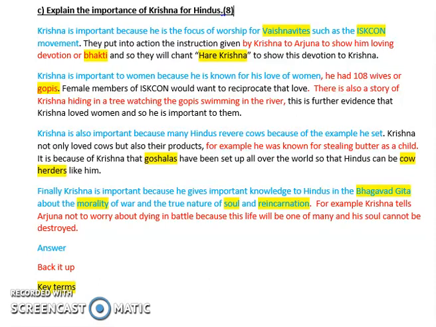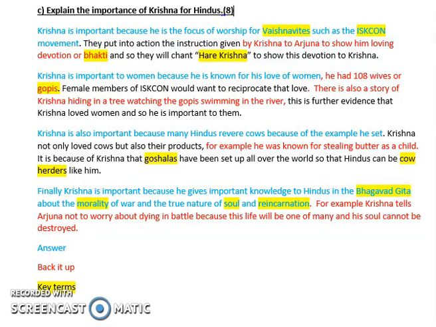So, first paragraph, my answer or my point is in blue, and I have said that one reason why Krishna is important is because he's a focus of worship for Vaishnavites, in particular ISKCON. And I have then backed it up by referring to the story of Krishna and Arjuna, when Krishna reminds Arjuna that he needs to show loving devotion or bhakti to him because he is his god.